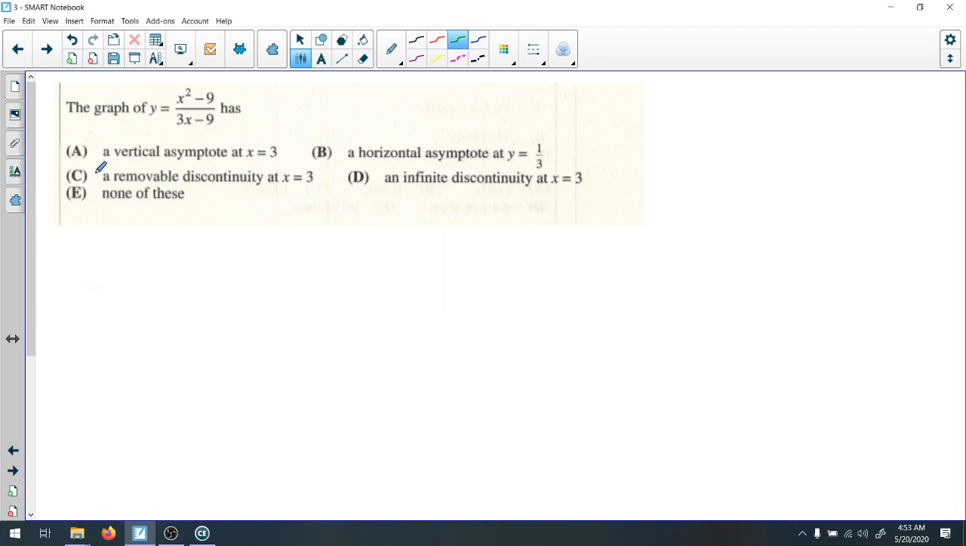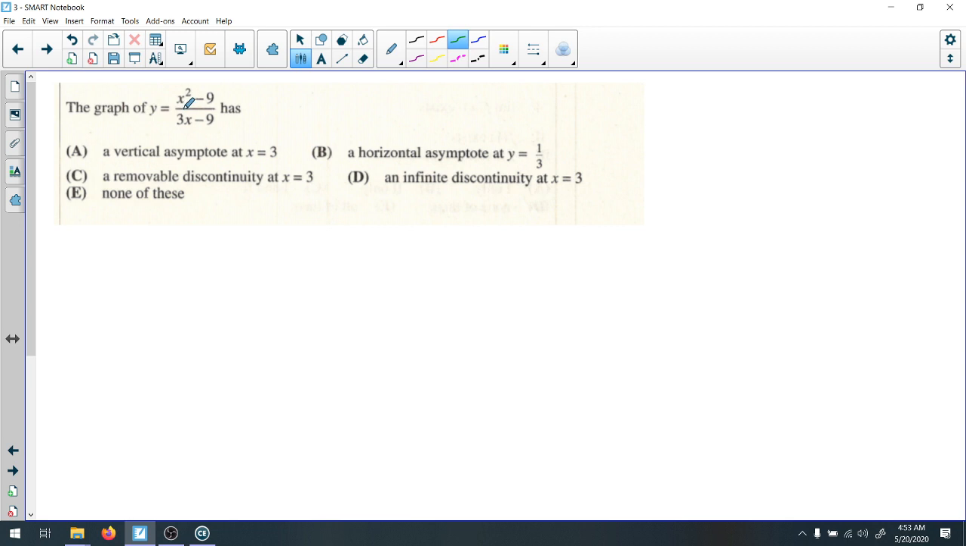This question was given in one of AP calculus tests. The graph of y equals (x squared minus 9) over (3x minus 9) has... okay, they didn't give you the graph, but they give you the equation. A vertical asymptote at x equals 3, a horizontal asymptote at y equals 1/3, and until now we are blind. We don't know how it looks, but you could know.